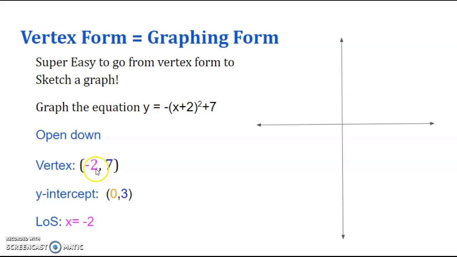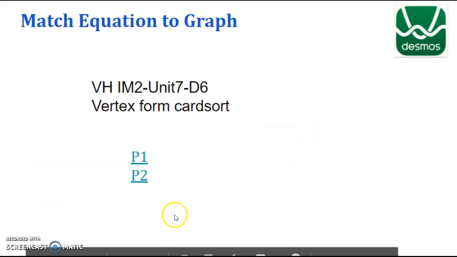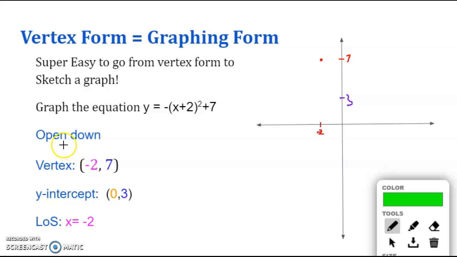So the vertex is (-2, 7). Let's just say this is my -2. I know that it's opening down and I have the vertex of (-2, 7), so I put my vertex here. The y-intercept is (0, 3), so that's going to be right here. I know the line of symmetry always goes through the x-coordinate of the vertex. So imagine it's a straight line. I do not have my pen with me, so that's my problem.